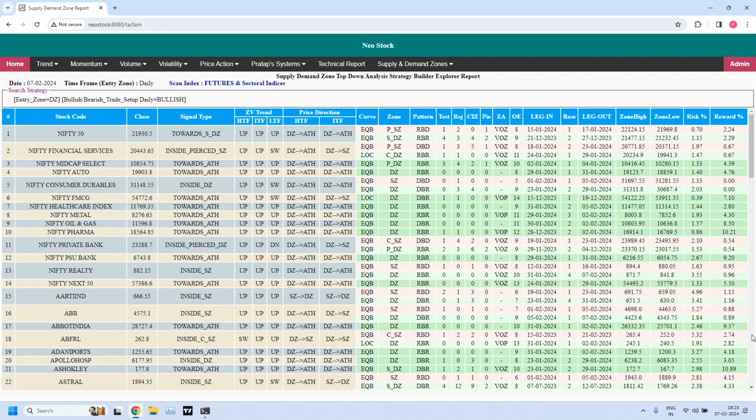Those who are not aware of this bullish and bearish trade setup, I have already explained in our training lesson. Probably it is lesson 14 or lesson 15. If I am not wrong, in one of these lessons, you will find this trade setup and all the rules. So please go through those lessons.